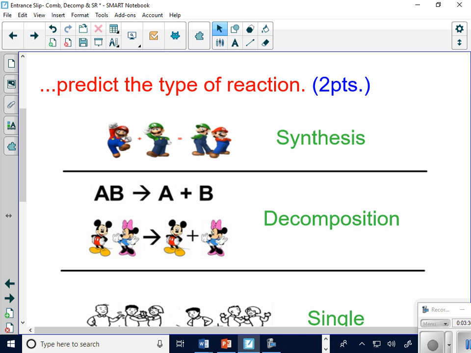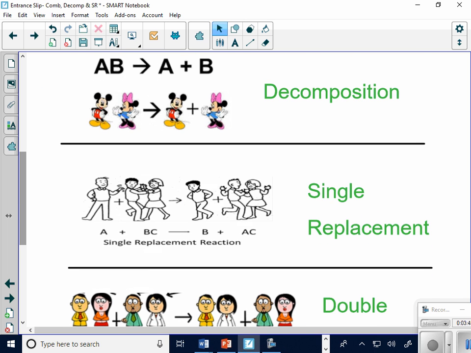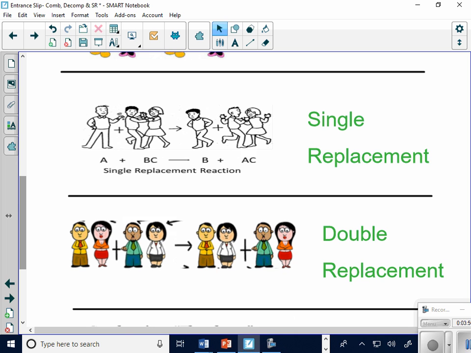I like these better, Mickey and Minnie, with my decomposition. They're splitting up. We talked about the dance. Single replacement was the dance: one person cuts in, the other person gets shoved out. Double replacement: here are the folks we had in our cartoon of the double replacement. They're just dancing with each other, switching dance partners.